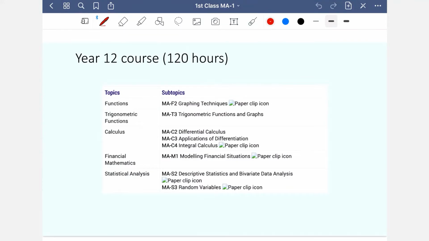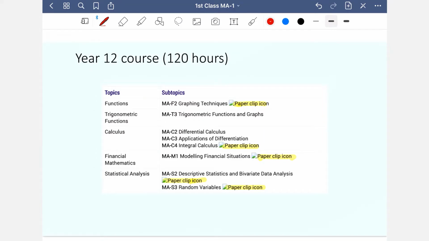In our first slide, we have a listing of all the topics that are studied in Year 12 as well as the subtopics. Whenever you see this paperclip icon, all that simply means is that within this topic that you are studying, there will be content that is common with the Mathematics Standard 2 as well as the content from the Mathematics Advanced course.